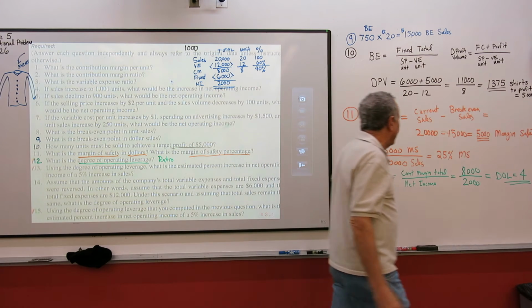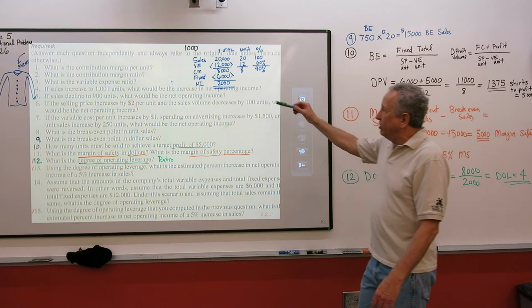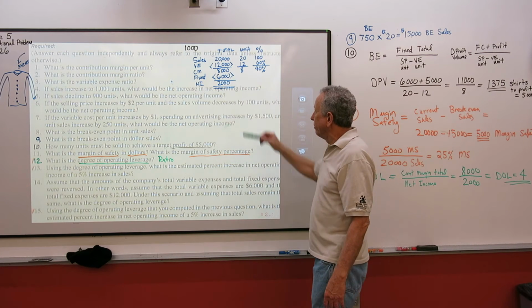What is this relationship? Well, the degree of operating leverage tells you. In this case, it's not 400 times, but 4 times. If we have a 1% increase in sales, we'll have a 4% increase in net income. And that's being caused because fixed costs aren't going up.